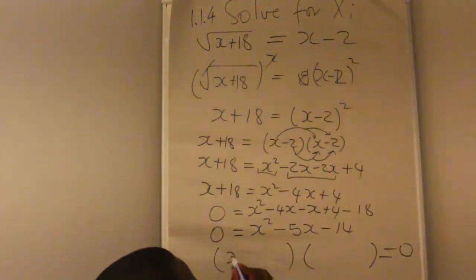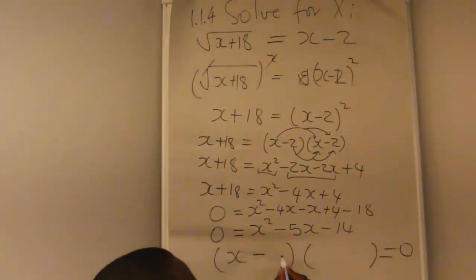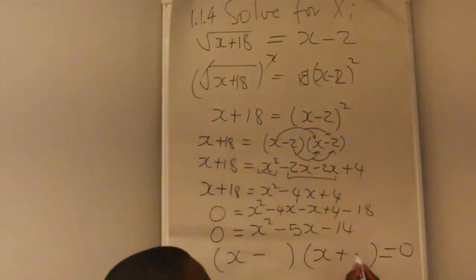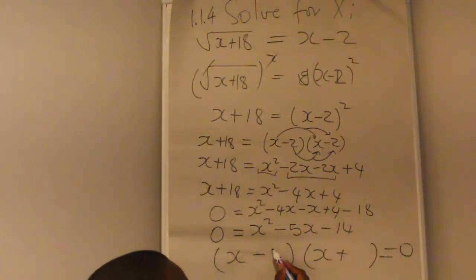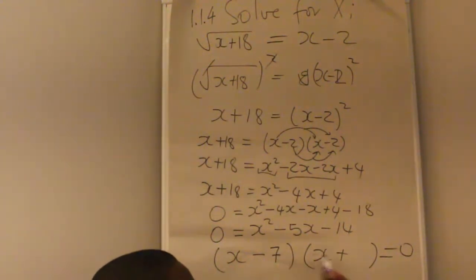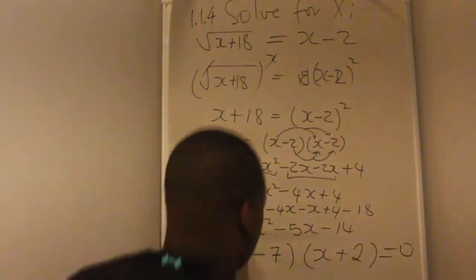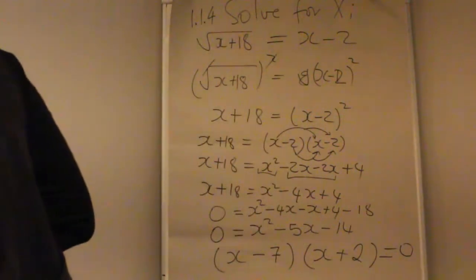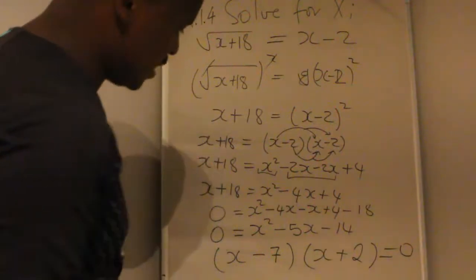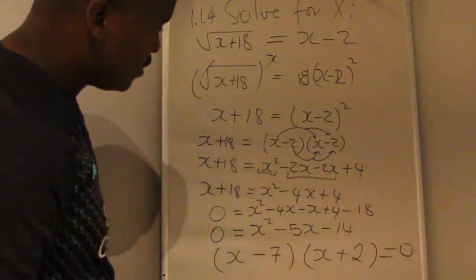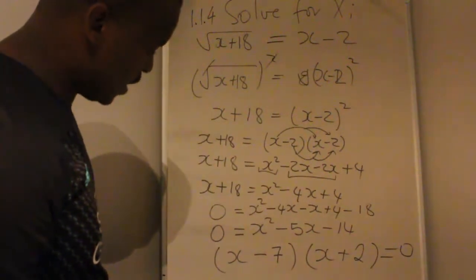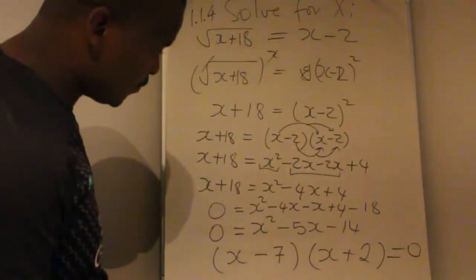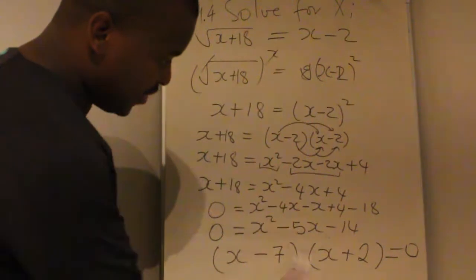So you have x minus, x plus. You can use the quadratic formula if you're not sure how to factorize. Then we have 7 here, we have 2 here. When it is factorized, this is how it looks. Let's finish off on the next page so that I can show how the solution of this equation looks.